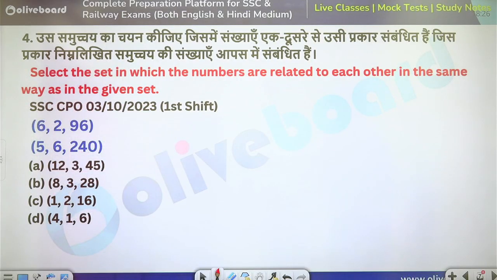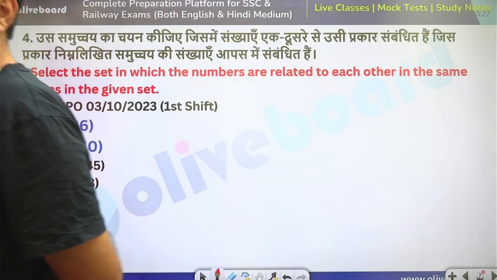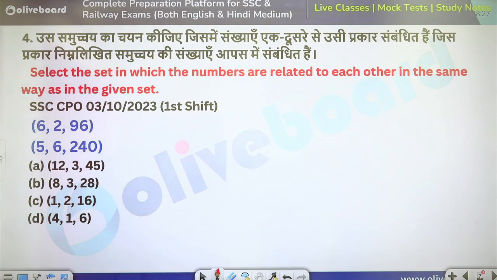Next. Number set, also a crucial part of number analogy. Another way of expressing number analogy based questions.